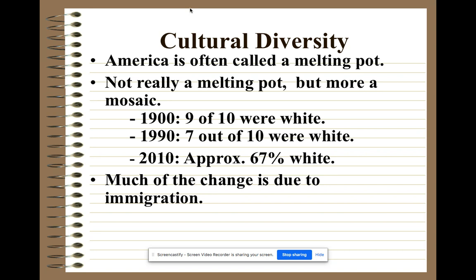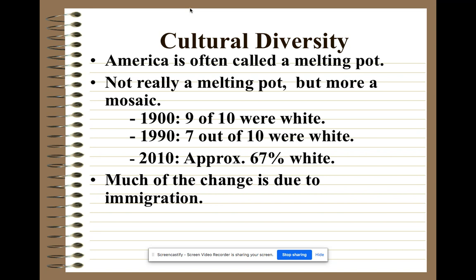And to look at this, if you look at the history of the United States over like the last 120 or so years, in 1900, 9 out of 10 people that lived in the United States were white, Anglo-Saxon, European background. Jump ahead 90 years, and that number hadn't changed that much. It was 7 out of 10. And in the 20 years after that, it became approximately 67% white, or 2/3. Now that number has changed.